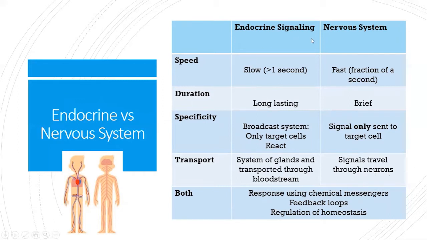And then when we look at both endocrine and nervous system, they're both using chemical messengers, whether it be hormones or neurotransmitters or neurohormones. They both are using something. The feedback loops can be used as regulators for both of these processes. They can be negative or positive. And then lastly, they're both used for just regulation of homeostasis.